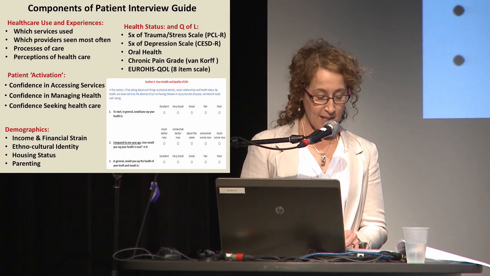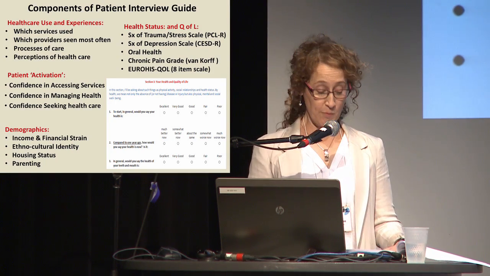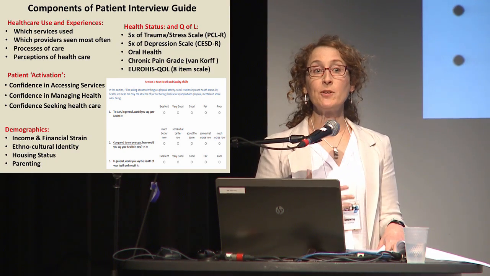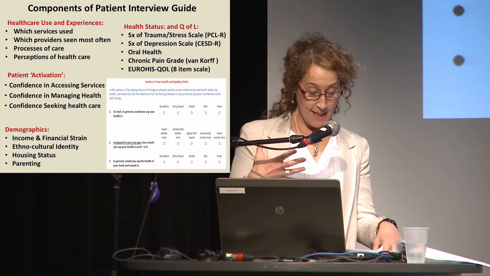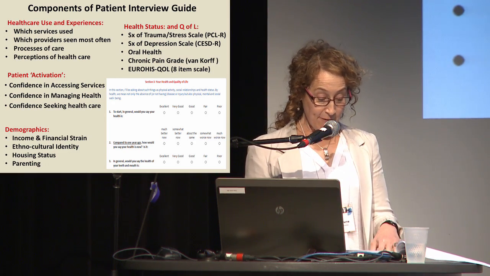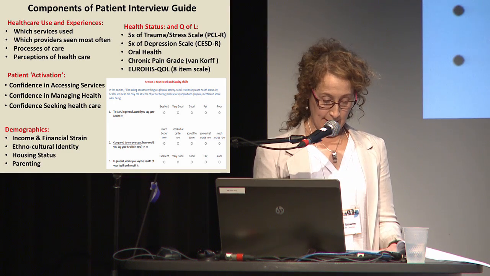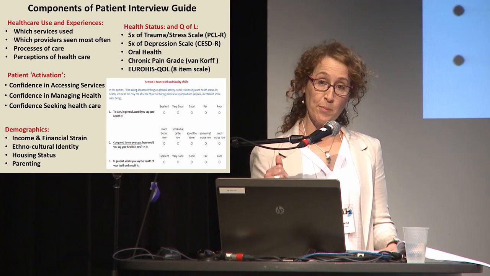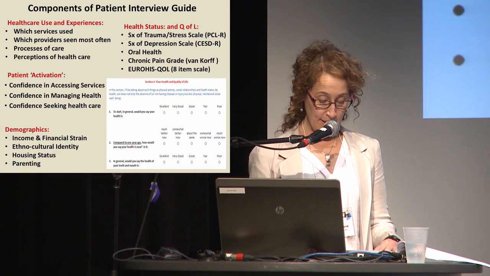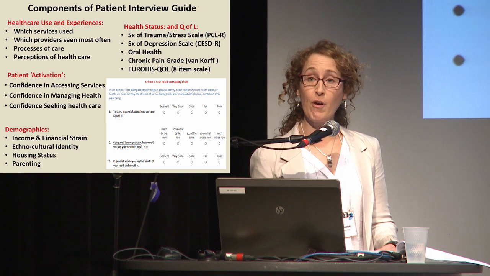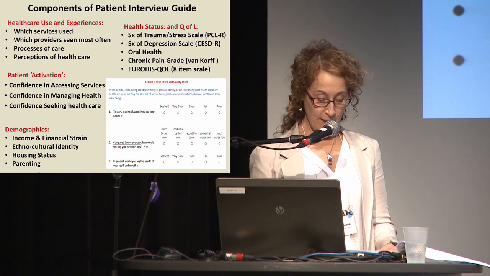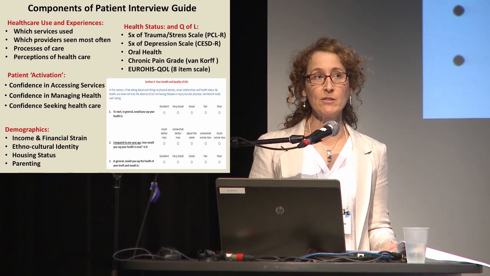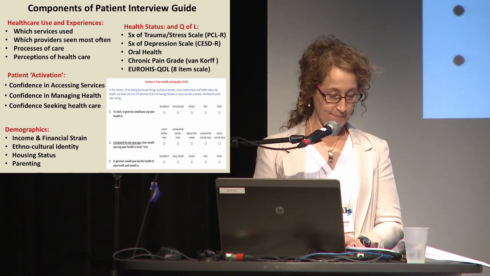And these are the various components of the patient interview guide that we're using. We're assessing healthcare utilization and experiences, people's confidence asking and seeking out services, demographics including financial strain and their housing situation, health status and quality of life. And we're particularly interested in EQUIP, in the intersecting issues of chronic pain, depression, and the health effects of trauma and violence, which are not typically considered in health indicators.